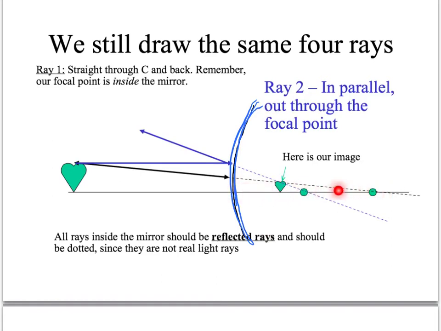And this distance, the center of curvature, is always twice your focal point. So this distance here and this distance here are actually the same. So you're going to go in and out through C. But notice I didn't bring it solid back here because it doesn't actually go through the mirror. In parallel, out through the focal point. So these rays are never going to meet up.